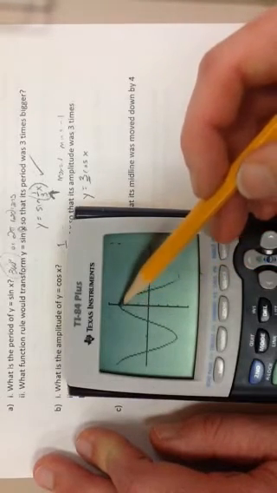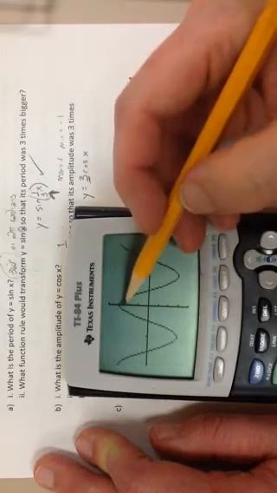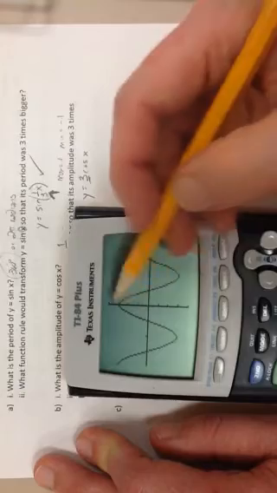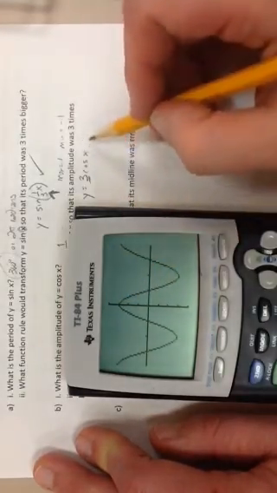This goes all the way up to positive 3 and all the way down to negative 3. So again, that's 1, 2, 3, 4, 5, 6. There's a difference of 6 vertical distance, and half of that's 3. So we know we checked our work. Our new amplitude is 3.